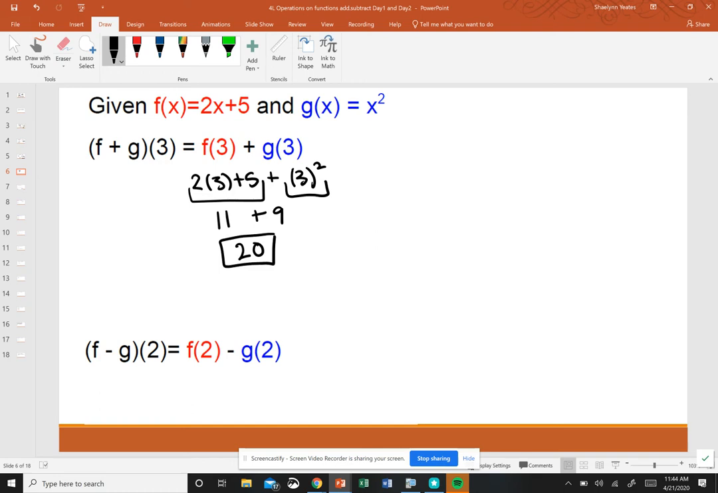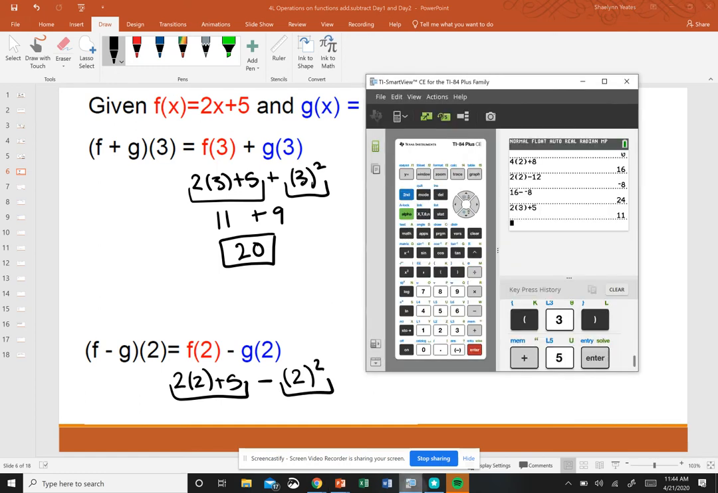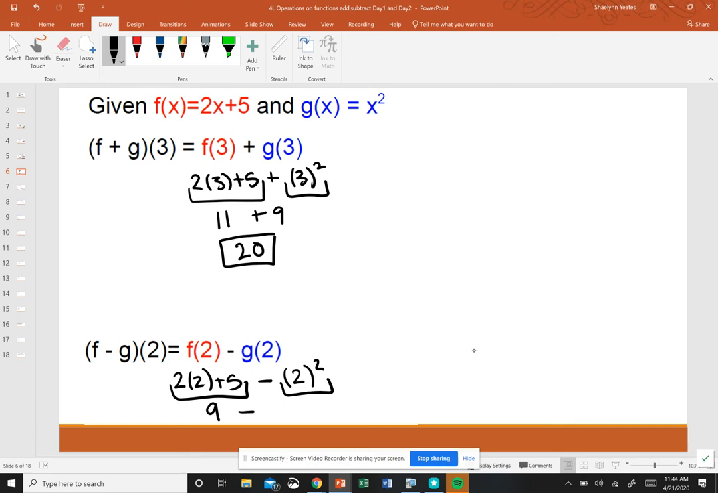So let's see what happens when we do f minus g of 2. So we're going to find f of 2 first. So this would be 2 times 2 plus 5. That'll be one of our numbers. And then we're going to subtract 2 squared, whatever that number is. So we're going to do 2 parentheses 2 close parentheses plus 5. We get 9. And then hopefully you know 2 squared is 4. So 9 minus 4, which is 5. So f minus g of 2 is 5.